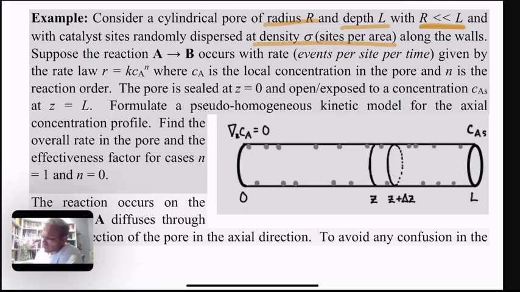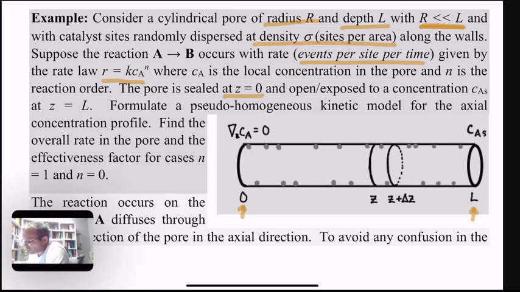The reaction A goes to B is occurring with a rate in events per site per time, given by R equals k Ca to the n. And Ca, of course, again, is the local concentration in the pore, which we expect to be declining as you move from L, the mouth of the pore, down to the back of the pore, which is sealed at z equals 0. Here's z equals 0 right there, and z equals L is the pore mouth out there.